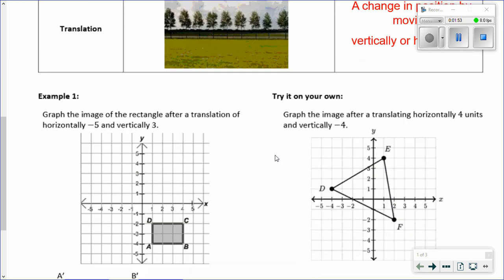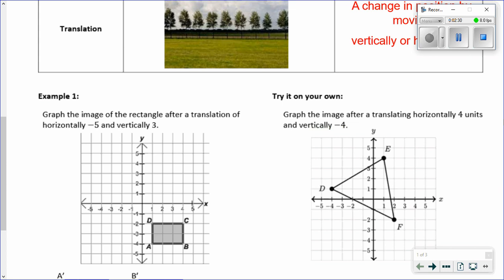Let's go on to an example. So example 1, we have to graph the image of a rectangle after a translation of horizontally -5 and vertically 3. So there's different ways they can tell you how to move things. And going horizontally is going to go left or right. And so if we go left, it would be a negative number. So whenever you see a negative number for horizontal, you're going to move to the left. And vertically is up or down, so if it's positive, you would move up. Okay, just like when we did rise over run.